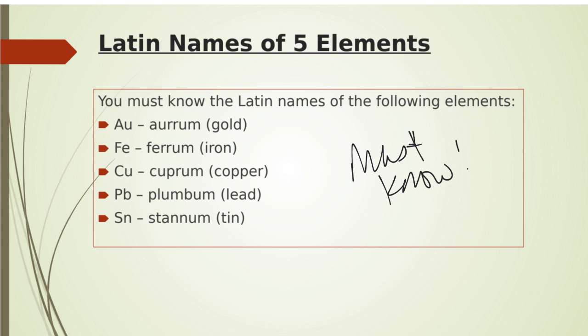Au is the symbol for gold. And the reason that the symbol for gold is Au is based on its Latin name, which is aurum. Fe is iron, its Latin name is ferrum. Cu is copper, its Latin name is cuprum. Pb is the symbol for lead because the Latin name for lead is plumbum. Sn is the symbol for tin, and it is based on the Latin name stannum. You must know these 5.